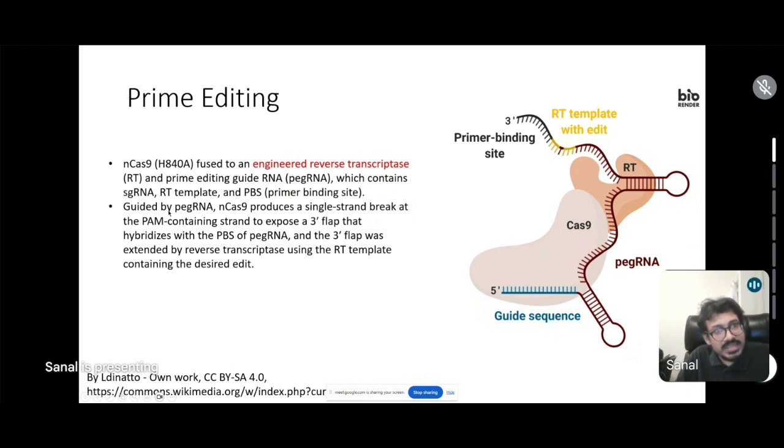Guided by the pegRNA, nCas9 produces a single strand break at the PAM-containing strand to expose the 3' flap that hybridizes with the primer binding site, or PBS, of the pegRNA, and the 3' flap will be extended by the reverse transcriptase using the reverse transcription template containing the desired edit.